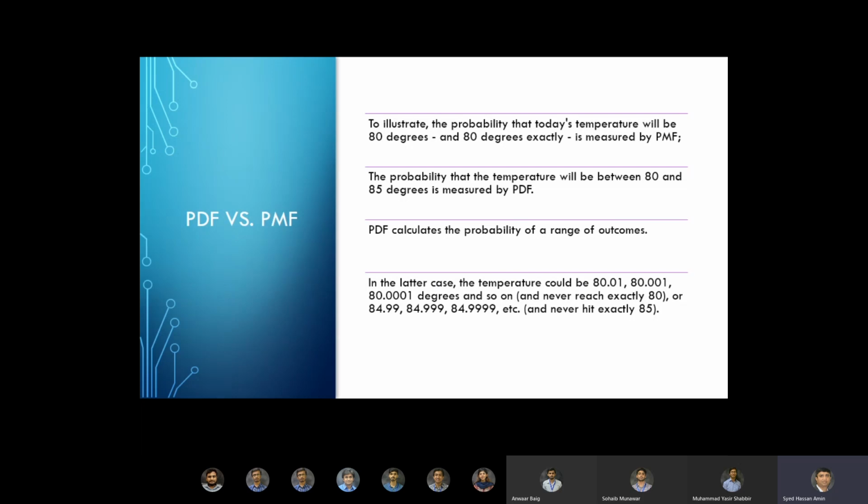But if you have a continuous measurement, you can get a better sense of the probability of temperature. If you ask what is the probability of the temperature being 35 to 40 degrees centigrade, then obviously you are going to use the probability density function. The probability density function calculates the probability of a range of outcomes, and you have an intuition of how you are going to calculate that. In the latter case, the temperature could be 80.1, 80.01, and so on. So you are going to take all those values by coloring the area that falls in that range, and comparing that to the overall area covered by the distribution itself.